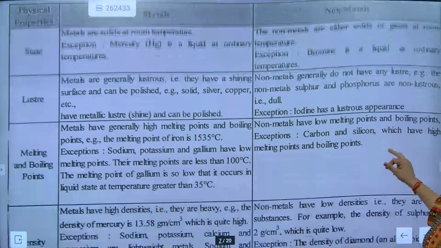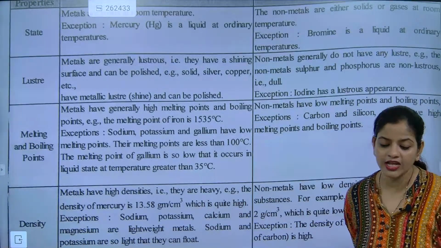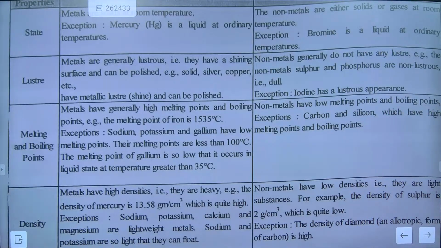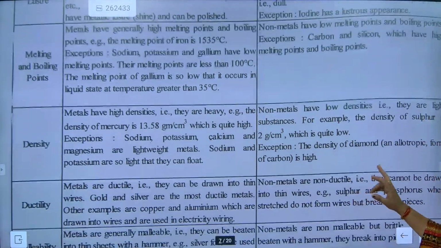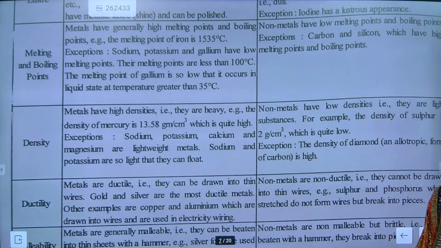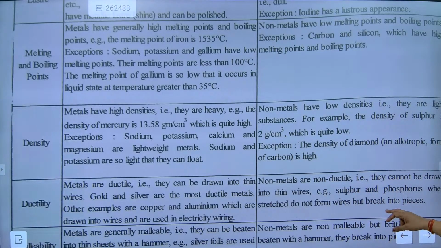Next, about melting point and boiling point. Metals have high melting and boiling points, but non-metals have low melting and boiling points. Metals have high density, non-metals have low density, except one thing, that is diamond. Diamond is an allotropic form of carbon, so its density is different.